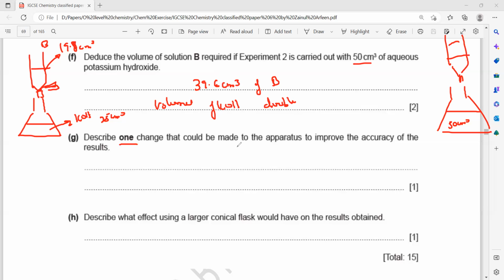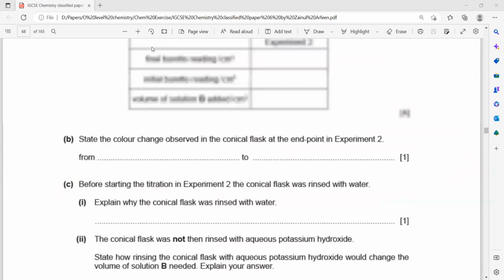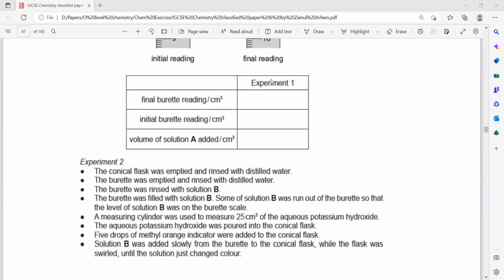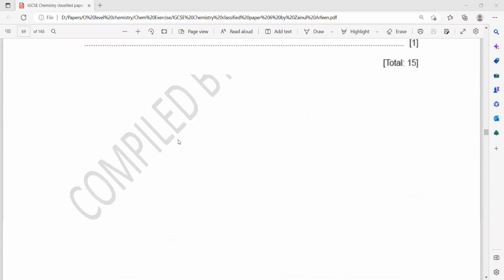Describe one change that could be made to the apparatus to improve the accuracy of the result. They use a measuring cylinder, so we can say use a pipette. Pipette is the right term because you are measuring 25 cm cube. Whenever there is 25 cm cube, better mention pipette. If it was any other volume, like 15, 12 or 16.5, it could be different, but as you can see we are measuring 25 cm cube. So for an accurate measure of 25 cm cube, use a pipette instead of a measuring cylinder.